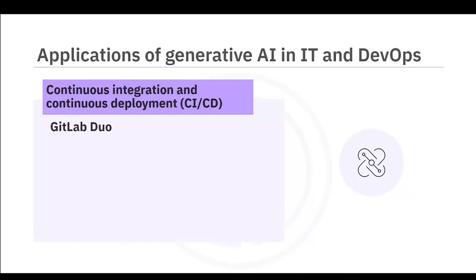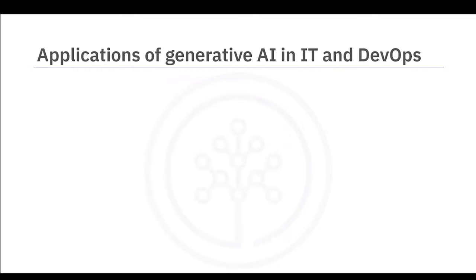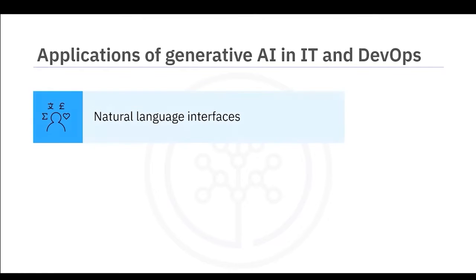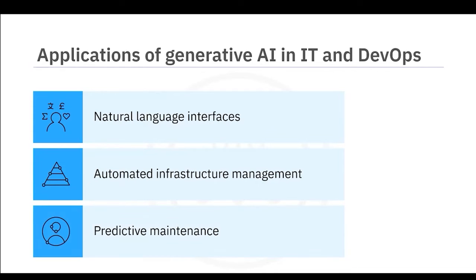GitLab Duo supports the continuous integration and deployment, or CI/CD, pipelines by automatically creating release notes, change logs, and updating deployment templates and scripts. Other applications in IT and DevOps include natural language interfaces, automated infrastructure management, and predictive maintenance.